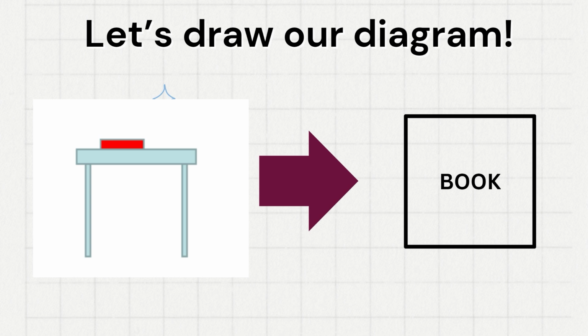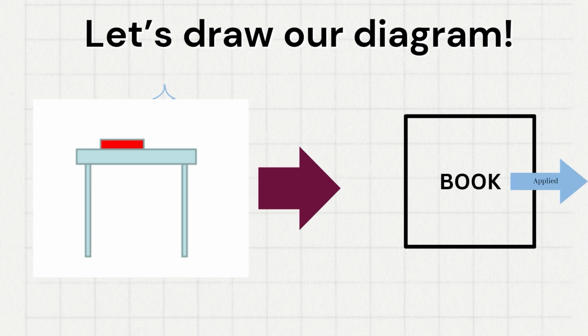Now, when drawing a force diagram, you don't have to do this step, but I recommend turning whatever your object is, if it's a box, a book, a ball, into just a simple box on your diagram. It makes everything easier. So you can see on this slide, I turned our small little red book into a box that just says book. Now let's draw on our force arrows. First, we're going to have an applied force to the right. Then we're going to have a friction force to the left. Then a force of gravity down and a normal force upwards. Check and see if you had the forces correct on your diagram.